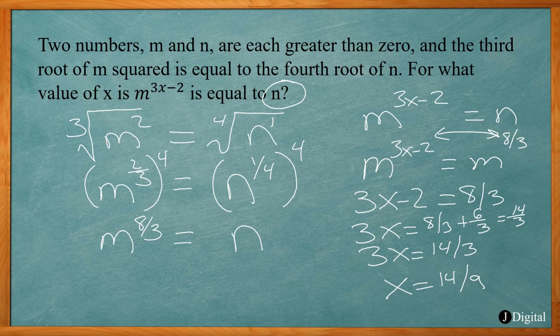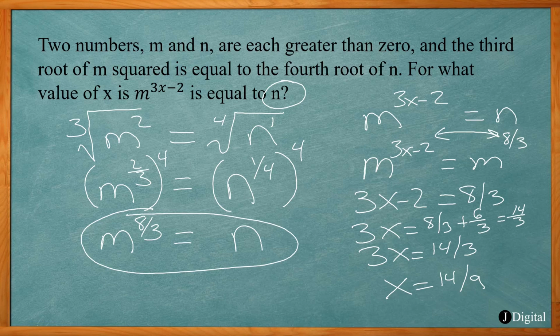So when x is 14/9, m to the 3x minus 2 power will become m to the 8/3, and that's why we need that x value to give us 8/3 in the exponent, so it's equal to n to the first power. So that's how you solve this problem.